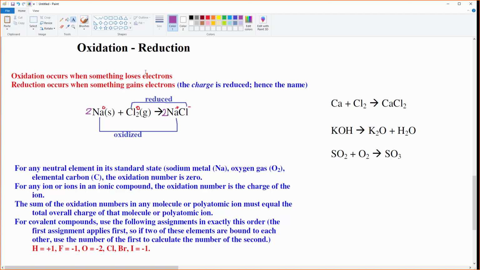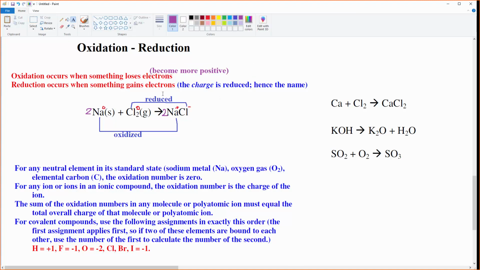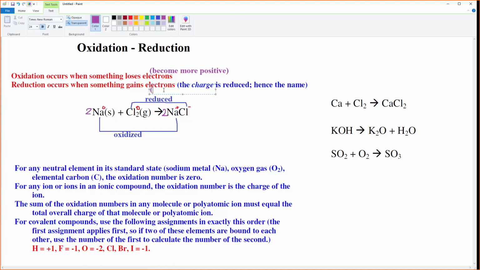And you can see it in the change in the charge, because when you lose electrons, you become more positive. And if you gain electrons, then you will become more negative.